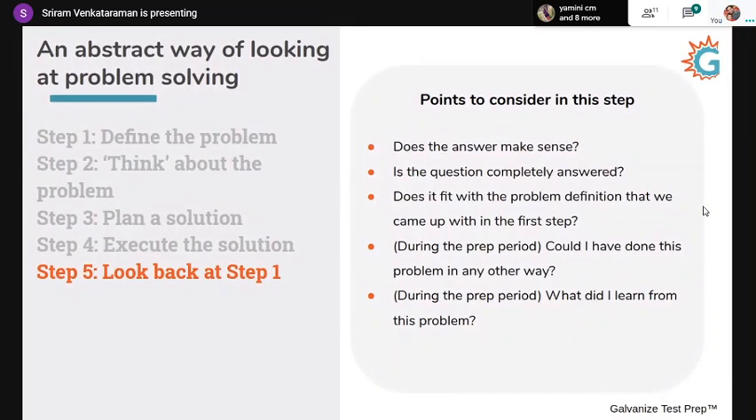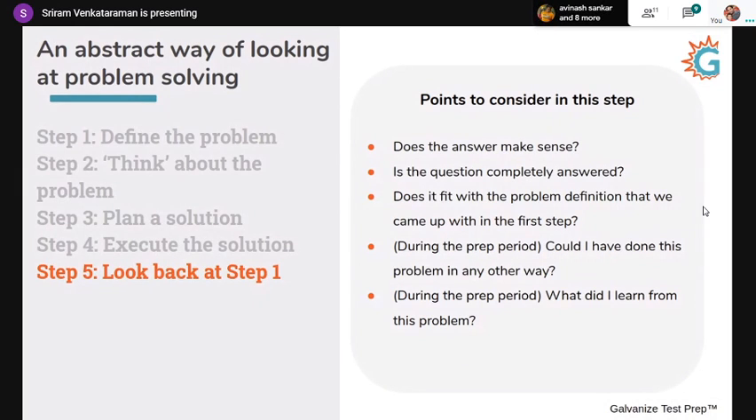So it's important. This goes back to step one, where you should have defined your success criteria correctly, right? Once you have the success criteria, all you need to check is whether the answer you've come up with satisfies those success criteria. Now, during the prep period, I'm not talking about doing this on the test, you should always think, if I have done this problem, could I have done it in some other method which would have given me the answer faster?